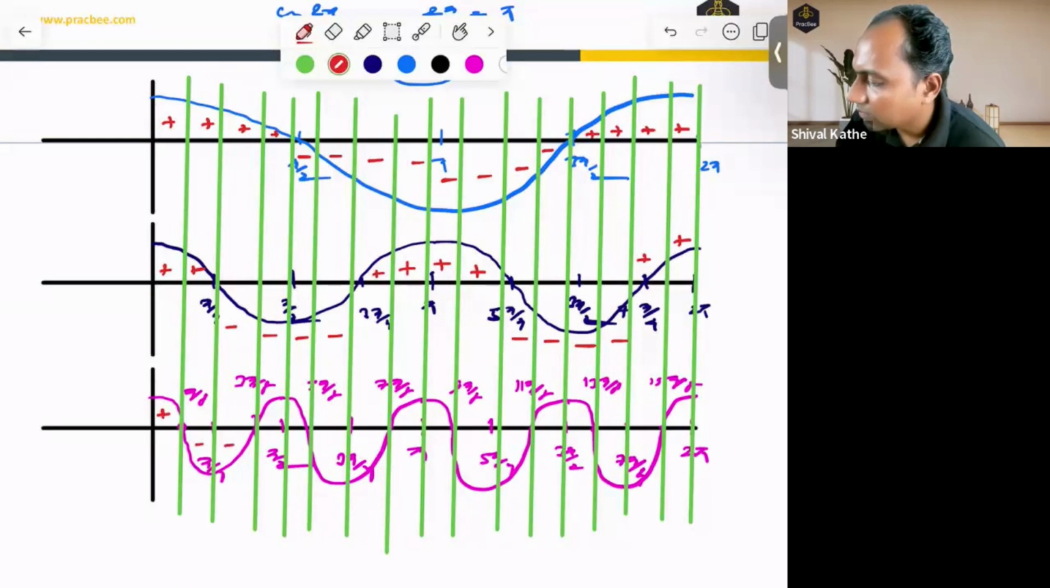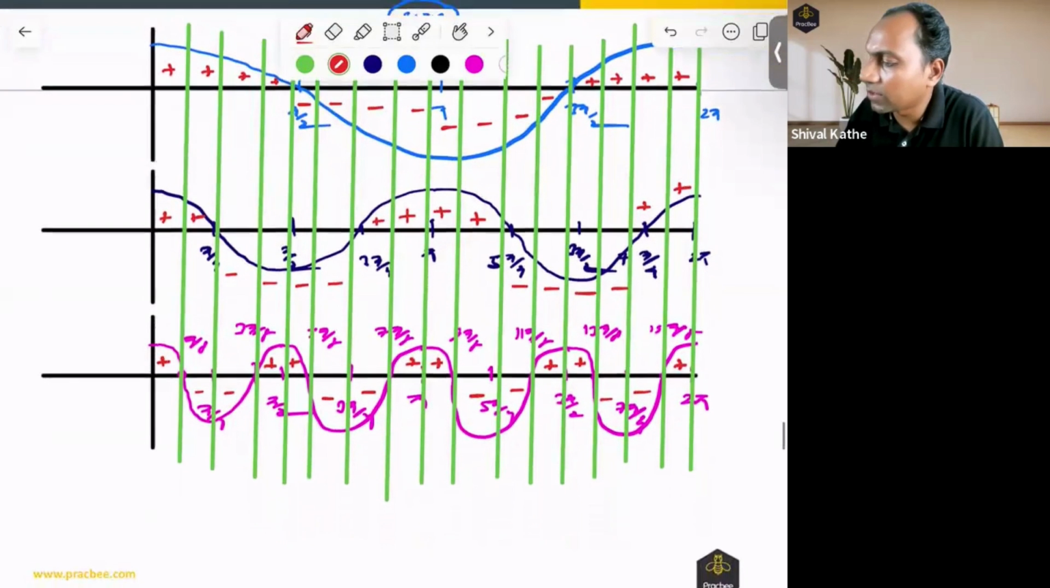In this scenario, it is positive, negative, positive, positive, negative, negative, positive, positive, negative, negative, positive, positive, negative, negative, positive. Is it fine?